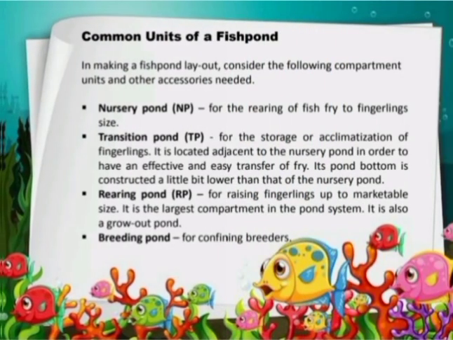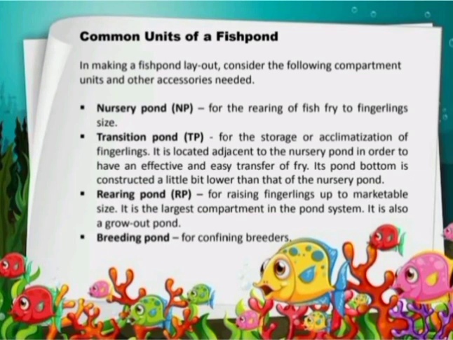The common units of a fish pond. So in making a fish pond layout, consider the following compartment units and other accessories needed. First, we have the nursery pond, for the rearing of fish fry to fingerlings size. So ang kaning nursery pond, usa ni siya ka pond kung diin kanang didto bitaw ang, from the word nursery, adto mga atimanon ang mga isda, padakon before siya ilipat sa mga dagko nga pond.